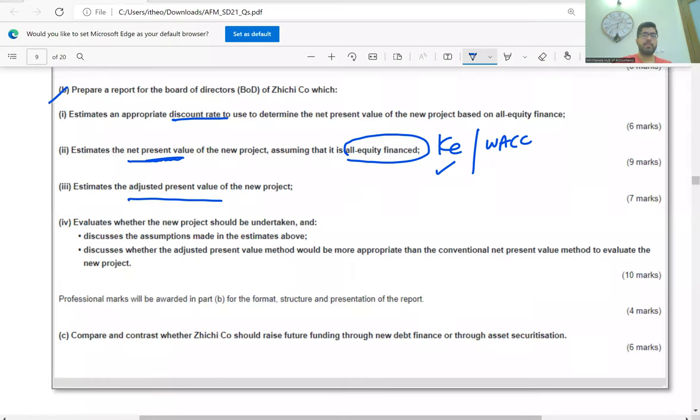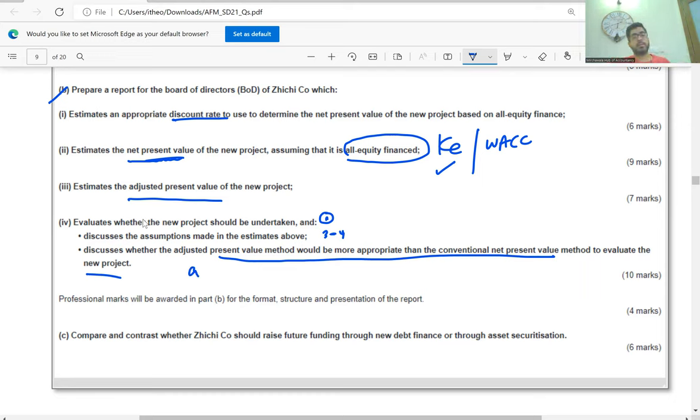Okay, now the fourth requirement is evaluates whether the new project should be undertaken. Maybe one mark for whether the new project should be undertaken. Discusses the assumptions. Maybe you write three or four assumptions to get 3-4 marks. So you get 4-5 marks, and discusses whether APV would be more appropriate than NPV. So whether APV is more appropriate than NPV, yes, it is.